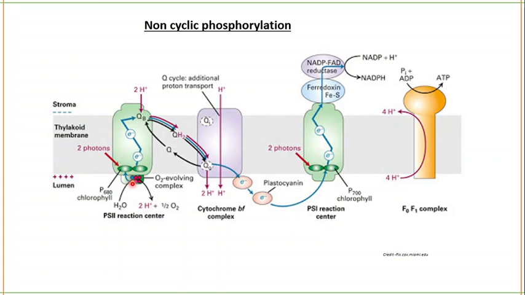Photosystem 2 has a reaction center, P680. It will be absorbing the photons and get excited. After it gets excited, it will donate its electrons to pheophytin, which ultimately will give its electrons to the plastoquinone. P680 is the reaction center that will transfer its electrons to pheophytin. Pheophytin is a chlorophyll, but it does not have a magnesium ion.